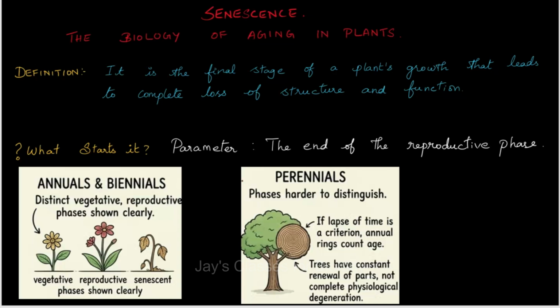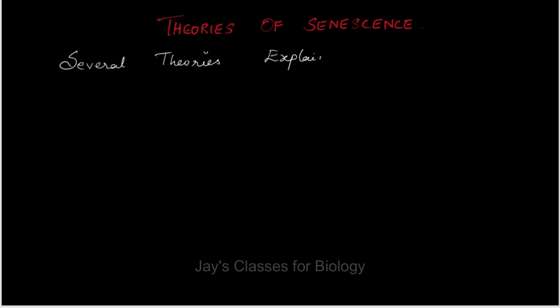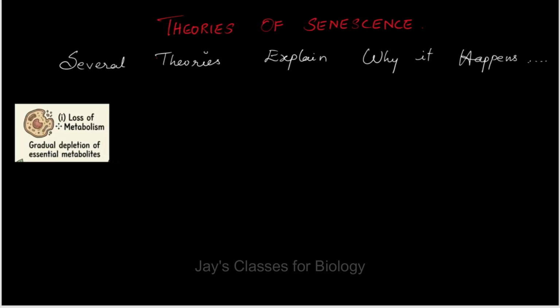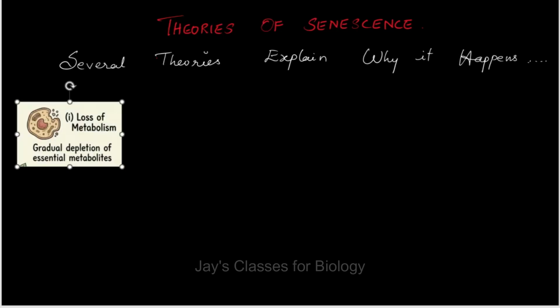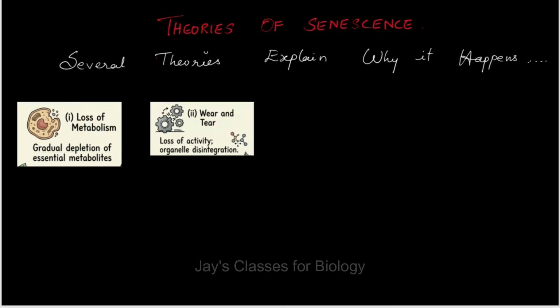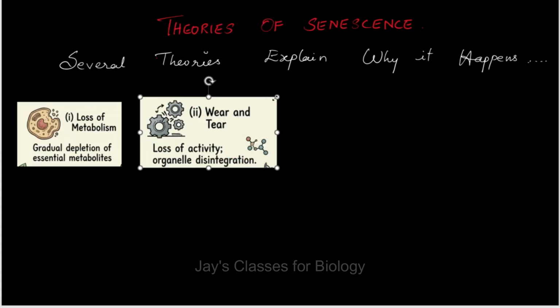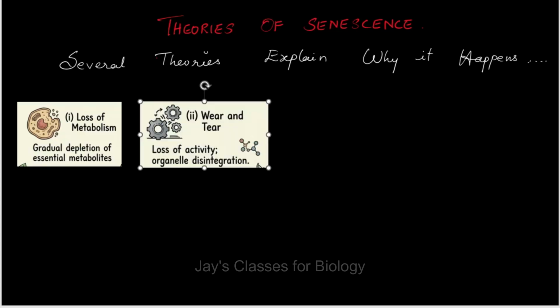Now, why does senescence happen? Scientists have four main theories. The first one is loss of metabolism. Cells slowly run out of essential nutrients. The second one is wear and tear. Cell parts wear out and break down over time.